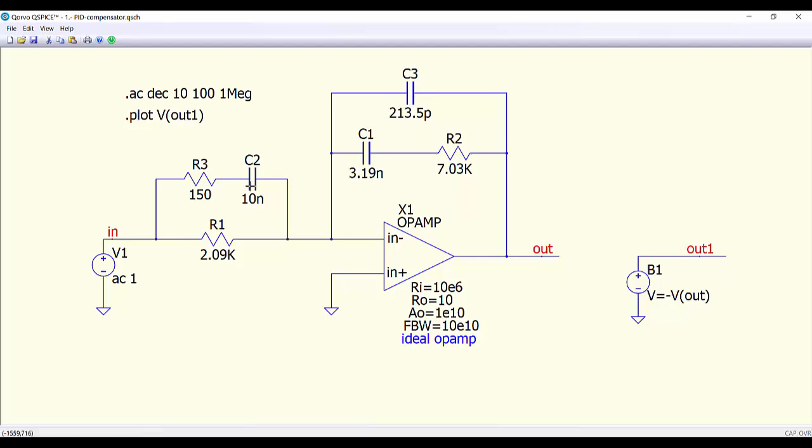So here we have the different values, and we are doing an AC analysis. We are injecting here an AC signal of 1 volt, and then to correct the minus sign of this implementation, we are using this voltage source. So we are multiplying the output by -1. In this way we can represent the exact behavior of the compensator without considering the minus sign that we always have in the loop. So now we can run the simulation and see the results.